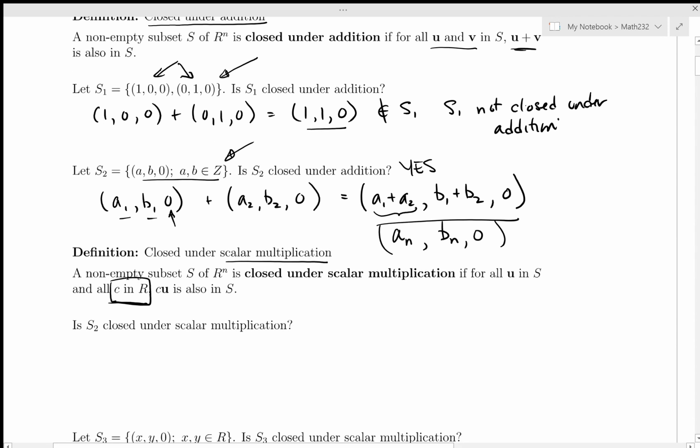Okay, so let's again revisit S2. S2 is that definition right there. And we're asking, is it closed under scalar multiplication? And so I say no, it is not.